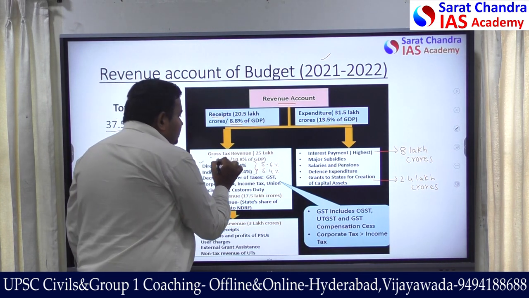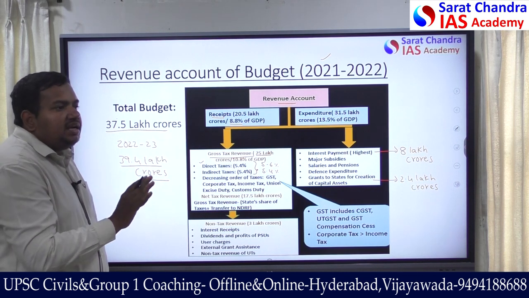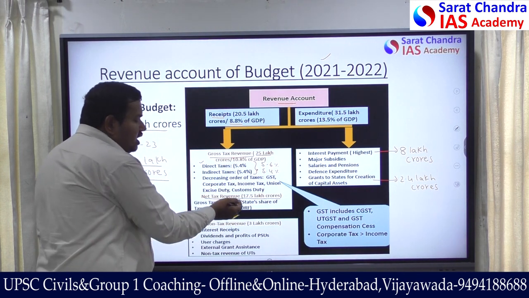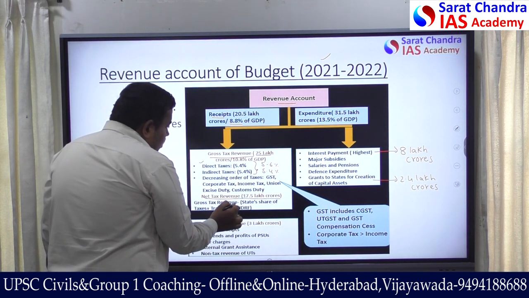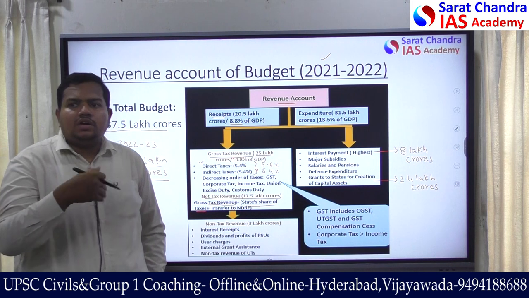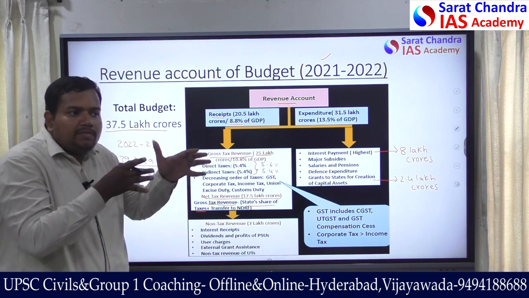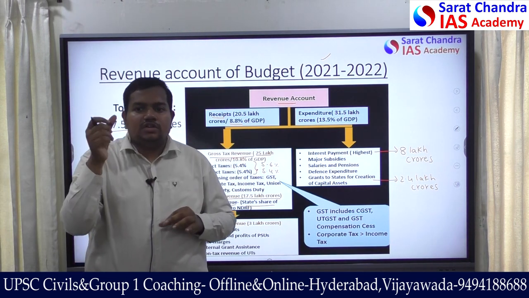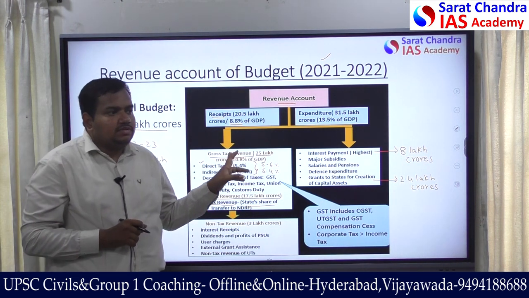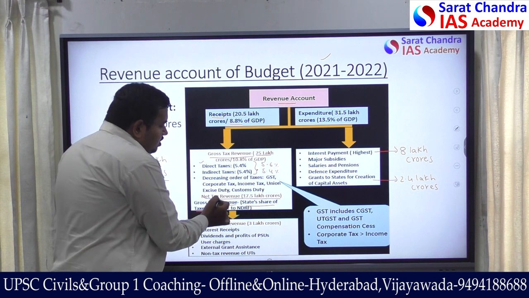So, with respect to gross tax revenue, what is the amount? 25 lakh crore. But we need to consider not gross tax revenue, but net tax revenue. What is the difference between net tax revenue and gross tax revenue? I have already given it here. Net tax revenue means gross tax revenue minus states' share of taxes. Because the states' share of taxes is not the center's amount. It has to give it to the states. Even though the center might be collecting the taxes, some share it has to give to the states. Understood? Whatever the center is collecting comes under gross tax revenue, but they have to give some share to the states, so we need to subtract that. Then it will become net tax revenue.